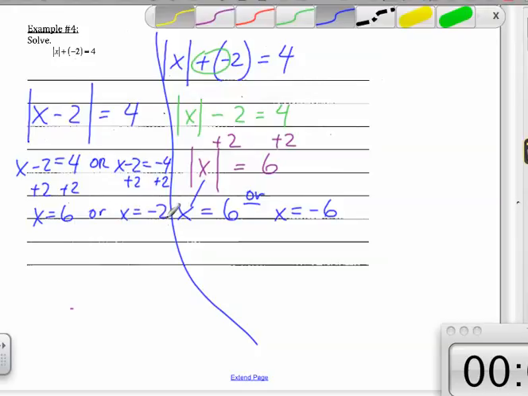Because if I plug in negative 2 up here, I get negative 2 minus 2 is negative 4, and the absolute value of negative 4 is 4. Or if I plug in 6 up here, 6 minus 2 is positive 4, and the absolute value of positive 4 is 4. You have to do 2 equations for whatever is inside the absolute value. All right?